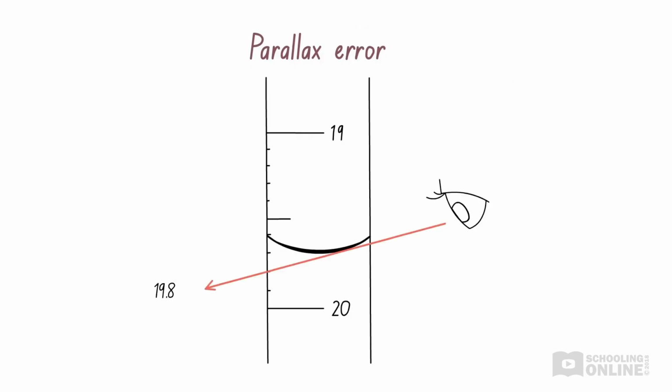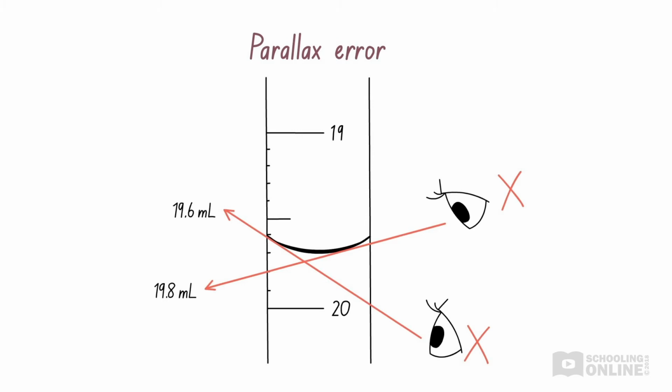The same principle applies when measuring the volume of water using a measuring cylinder. To obtain accurate measurements, you must read the bottom of the meniscus from eye level.